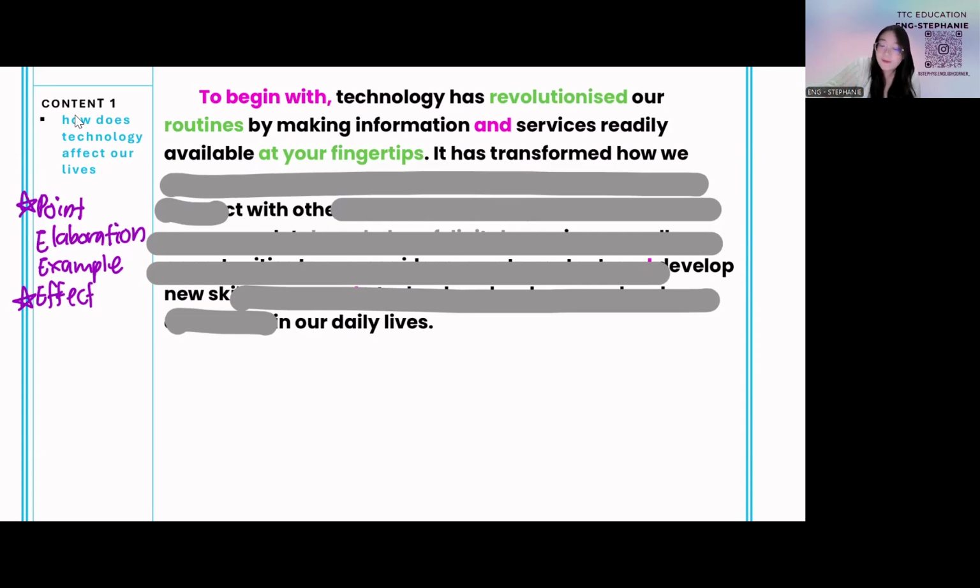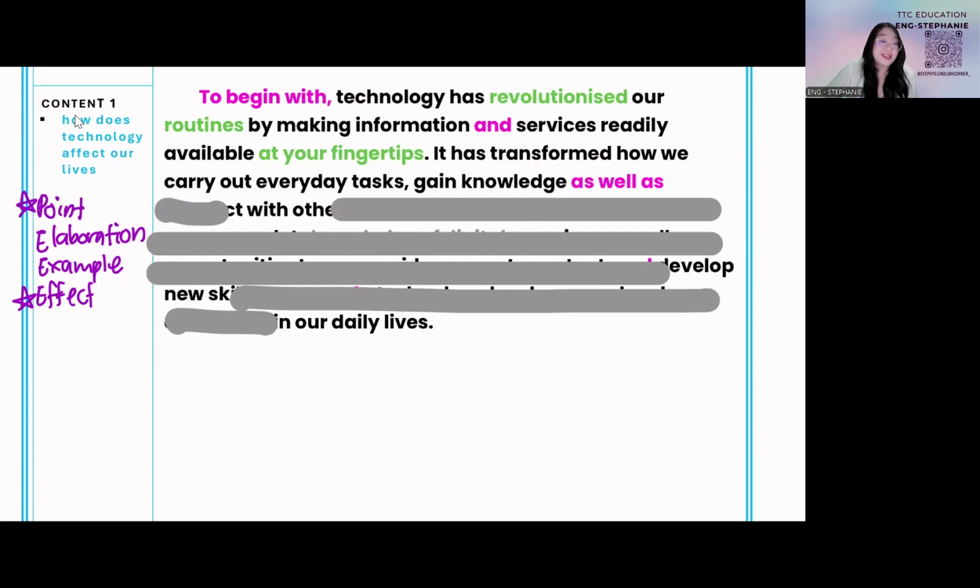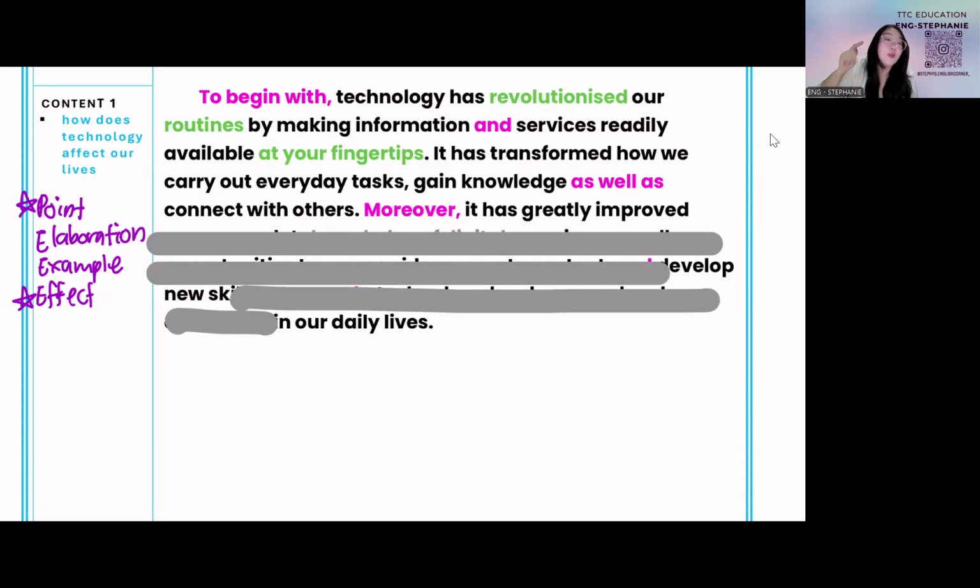Then you further talk about it. It has transformed how we carry out everyday tasks, because we want to go back to our life, to tie back to our question statement here. So, transformed how we carry out everyday tasks, gain knowledge, as well as connect with others. Don't always just use "and" to provide additional information. You can also use "as well as". Connect with others. Moreover, it has greatly improved. Other than that, what will be your key points that you want to talk about down there? Then you can also try to talk about it here, lightly, tap into it.